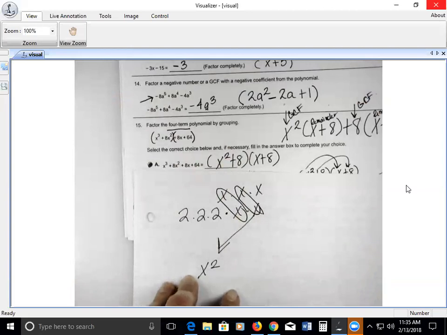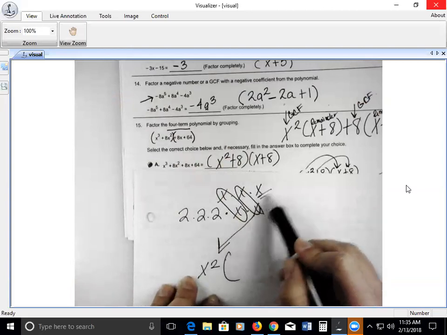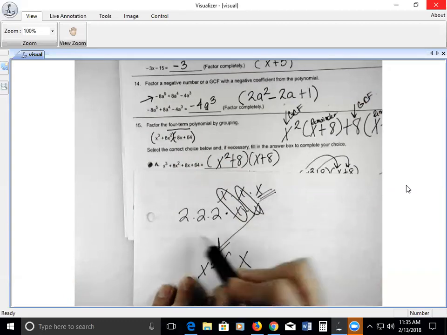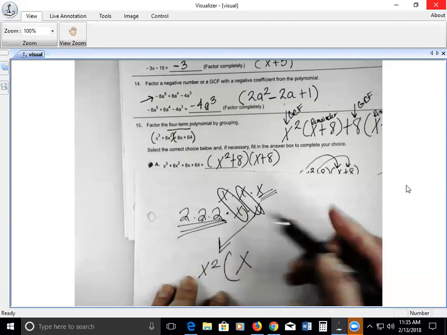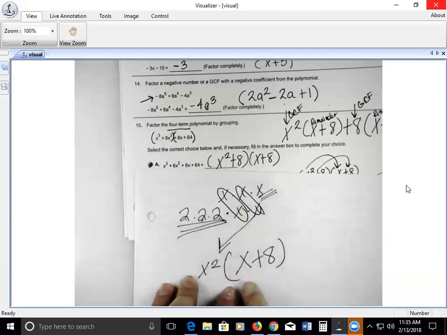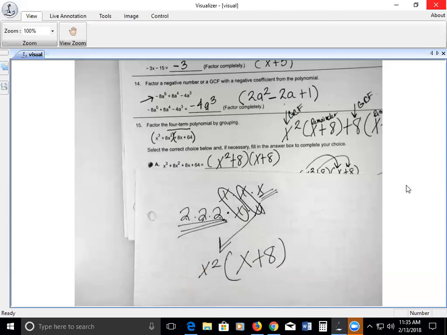Remaining in the first one is just an x. What's remaining in the second one? 2 times 2, which is 4, times 2, which is 8. So what do we have as a remainder? X plus 8.